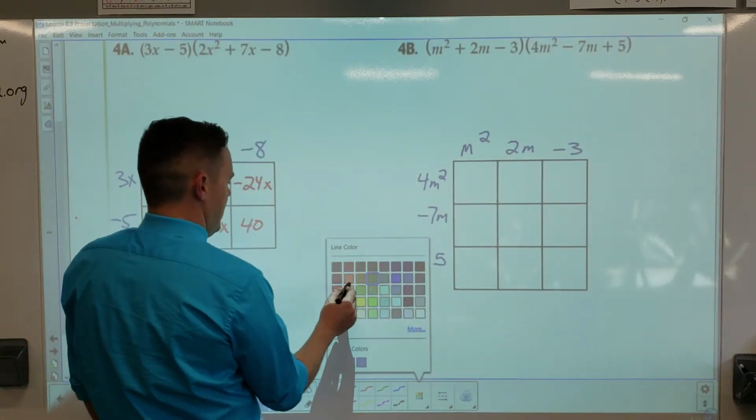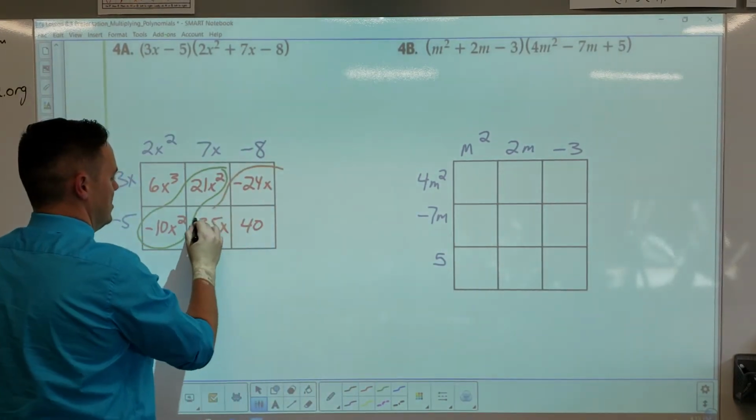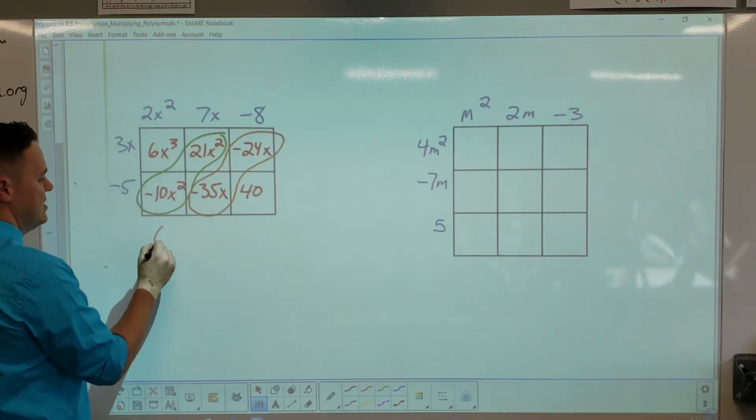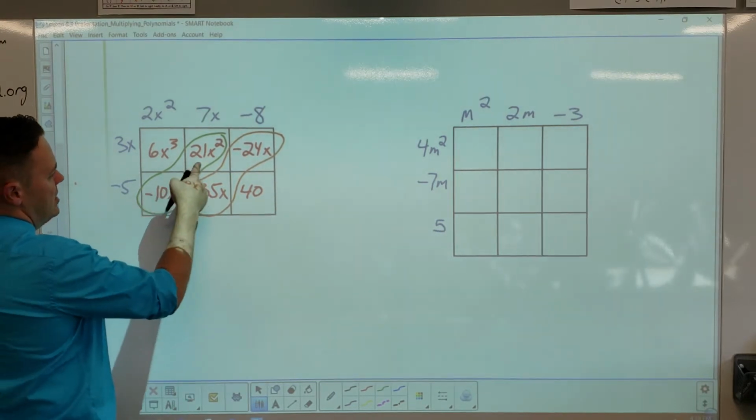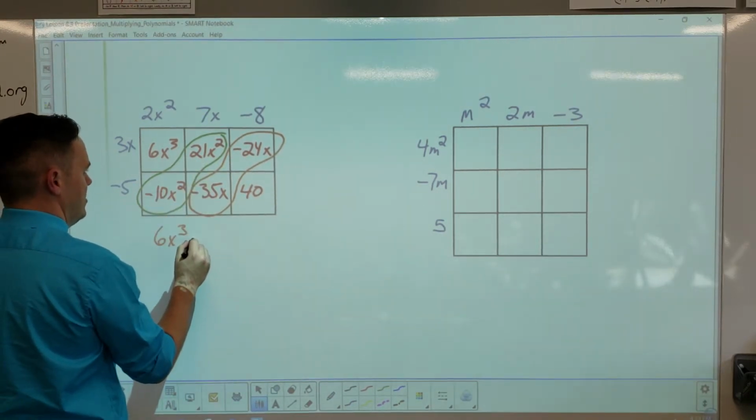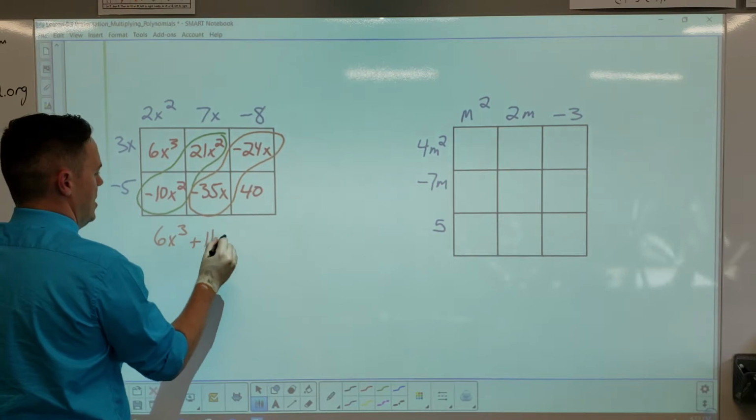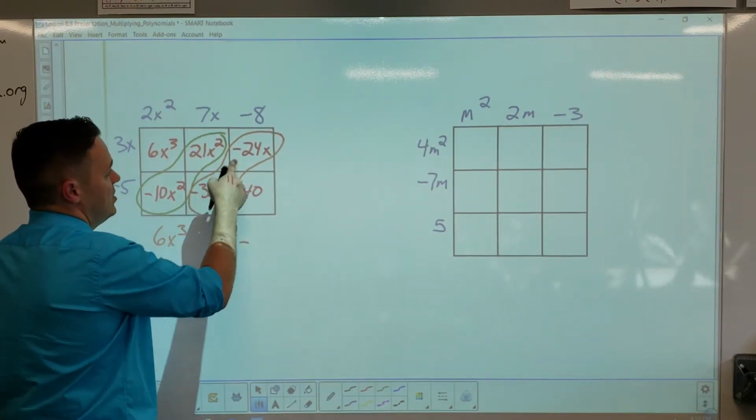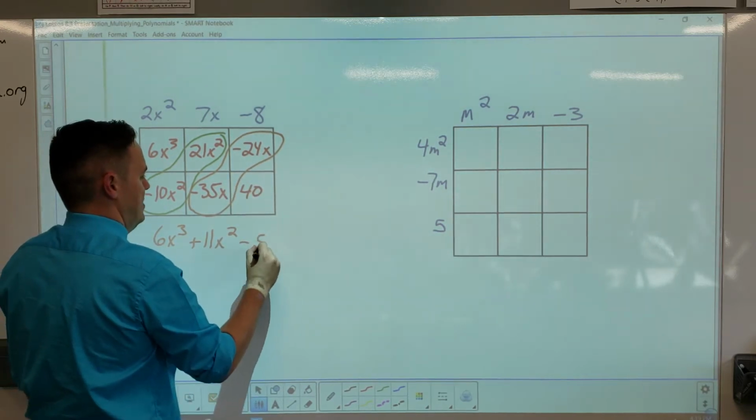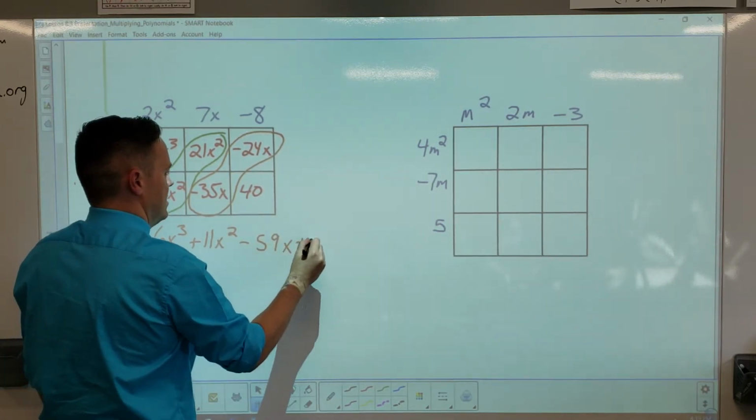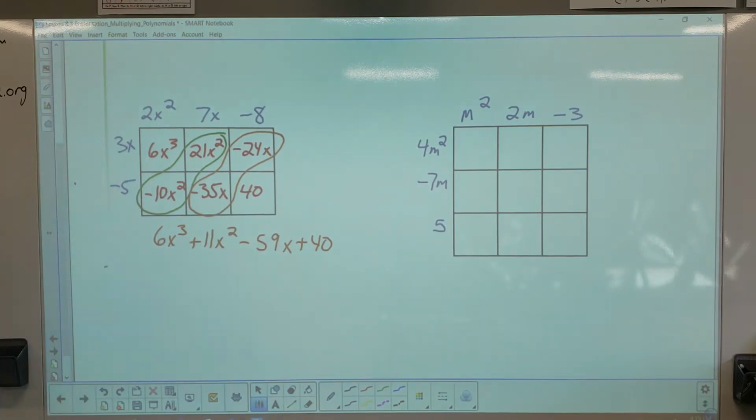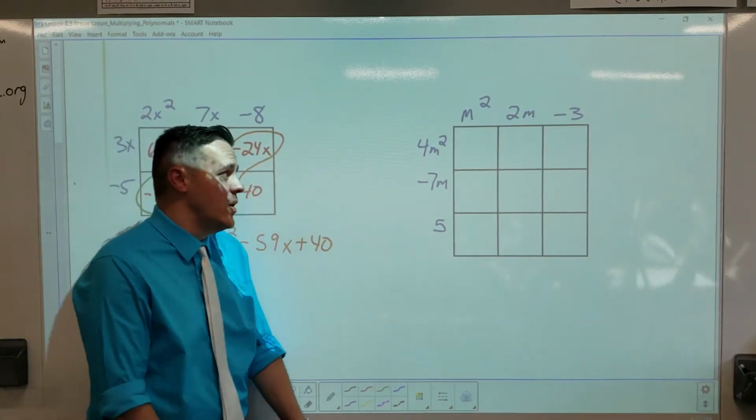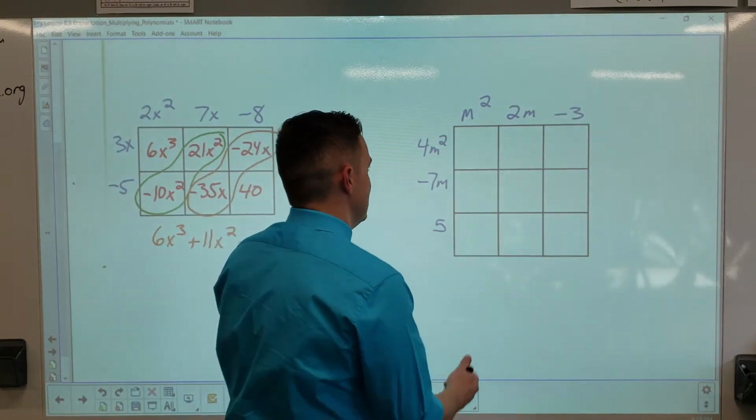Let me go with orange. I think you guys can see it. So I'll separate the colors so you can kind of see the difference. Okay, so now we have 6x to the third. 21 minus 10 is going to be 11. And then negative, ooh, that's a big negative. Negative 59x plus 40. Now, ladies and gentlemen, this is the easiest way to do it. Now, I just want to try to show you easy ways to do it. Please know that this is the easiest way.